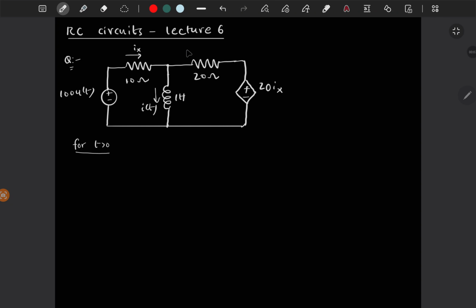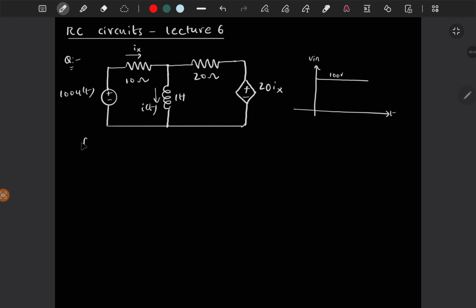In today's lecture, we are going to discuss this problem which was not discussed in the previous lecture, and we will quickly jump onto some other interesting topic. So the circuit is given and 100 volt is applied for t greater than 0. So we have input voltage which is 100 volt for t greater than 0.